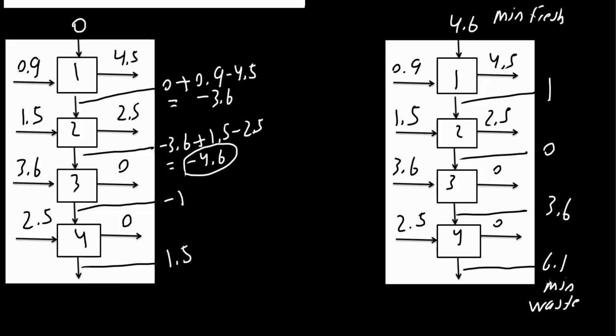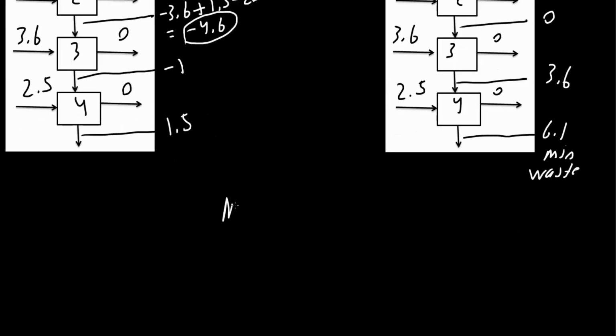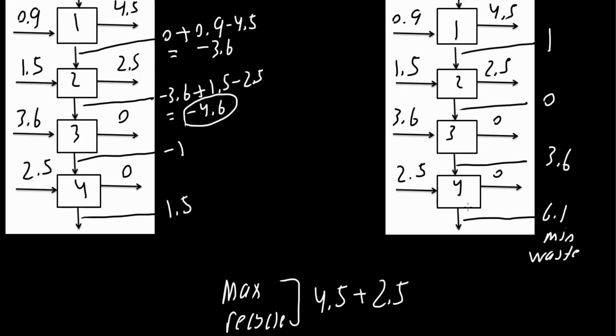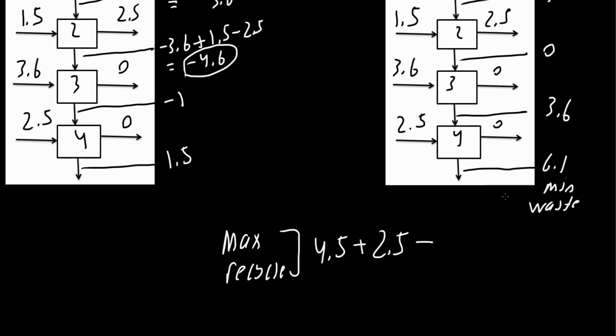And we want to calculate maximum recycle. For maximum recycle, you add up the sinks, 4.5, 2.5. Let me write this down. Max recycle is 4.5 plus 2.5, our sinks, minus the minimum fresh. Minimum fresh, we know, is 4.6, so 4.6, and we would get 2.4. And this is going to be our maximum recycle.